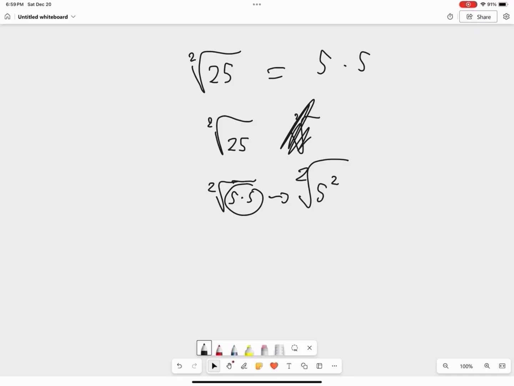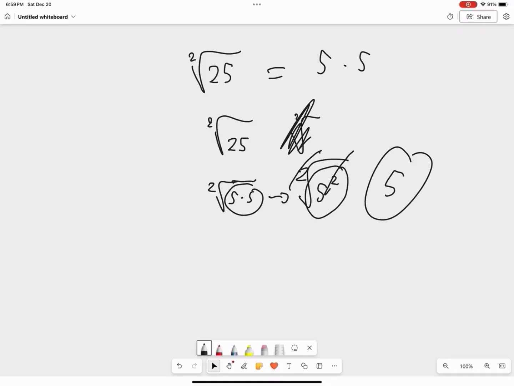This is the identity. The inside, the 5 squared, has to be equal to the 2 on the square root. What's inside is called the radicand. So when the degree of whatever is inside the radicand is the same as the square root, you just cancel out and you get 5. So that's the identity. There are two ways to think about it. But it's not always this simple.